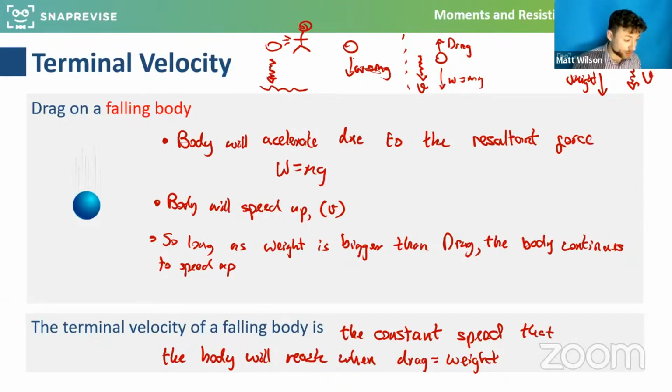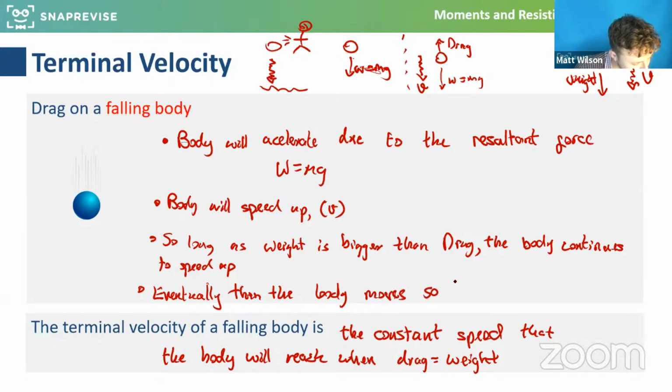We're going to keep on speeding up. So long as we keep on speeding up, our drag is going to get bigger and bigger and bigger. At some point, the drag will get so big that it's the same as the weight. Because if the drag wasn't as big as the weight, we would just keep speeding up until it was. So let's jot that down. Eventually then, the body moves so fast that the drag is equal to the weight.